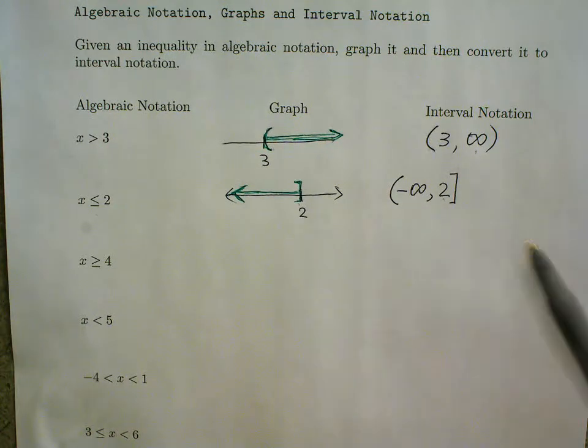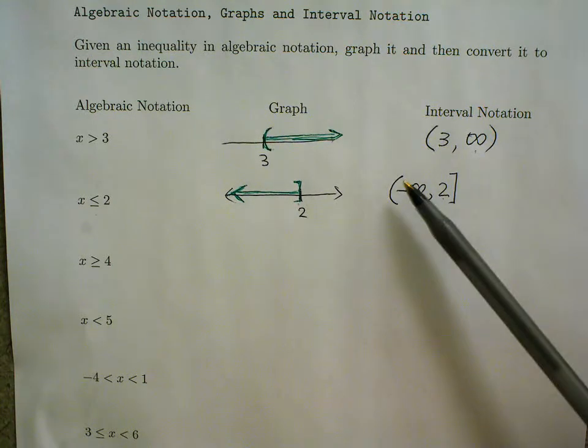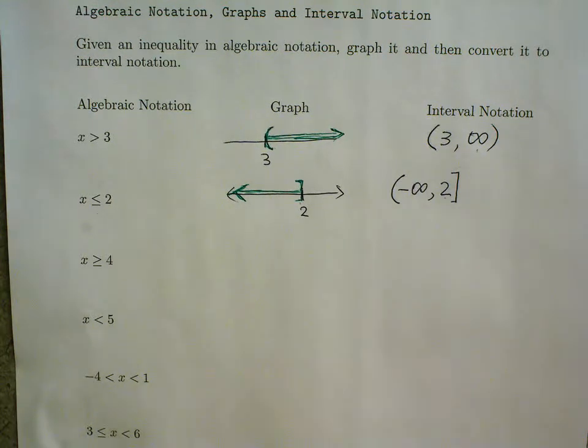And another convention is next to either infinity or negative infinity, we always use a parenthesis. We never use a bracket next to an infinity symbol, always a parenthesis.